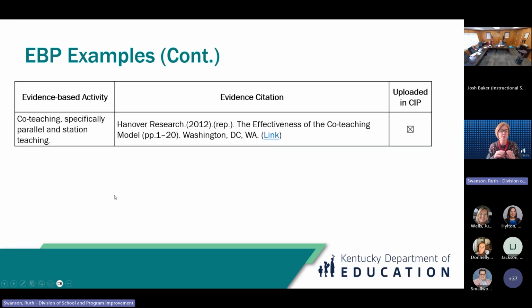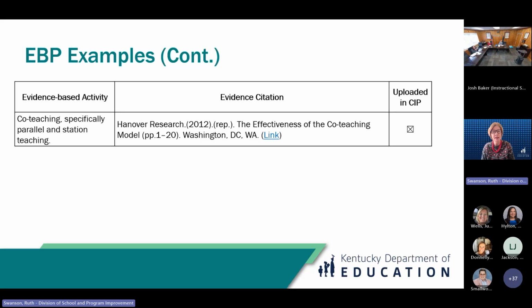So this is a picture of the table that is on the TSI addendum. It asks you to list what evidence-based activity it is that you've chosen to implement. It says at least one, and we do suggest that you start with one. If you're really thinking about fully implementing, fully supporting, and fully monitoring something, one is probably plenty to get started with, definitely. So it asks you to name it.